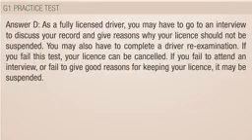Answer D. As a fully licensed driver, you may have to go to an interview to discuss your record and give reasons why your license should not be suspended. You may also have to complete a driver re-examination. If you fail this test, your license can be cancelled. If you fail to attend an interview, or fail to give good reasons for keeping your license, it may be suspended.